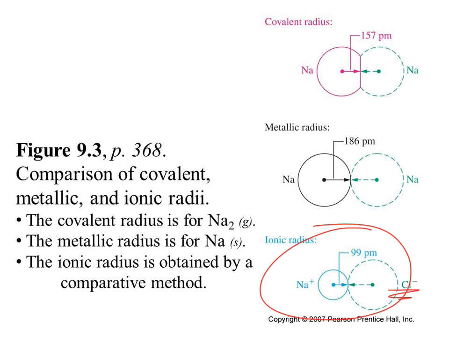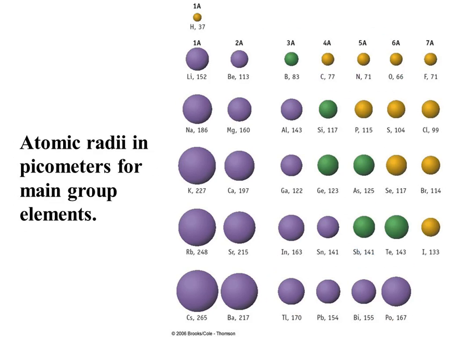Well anyway, let's pick on sodium. When sodium loses an electron to form a sodium +1 cation, check out its size. It's 99 picometers instead of the atomic radii, which was 186 to 157. So we're going to see cations get smaller and anions get larger.